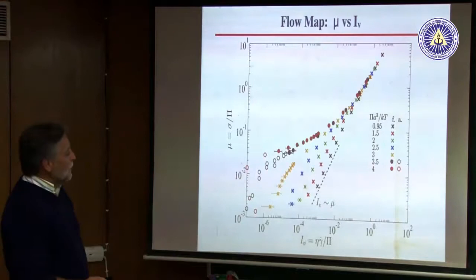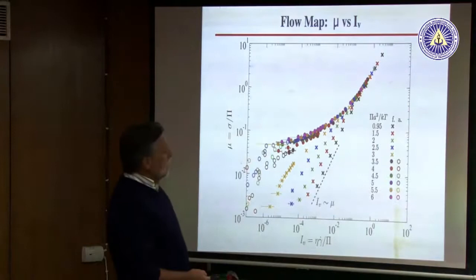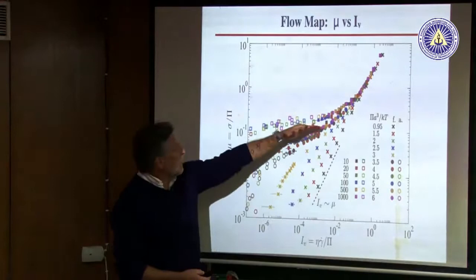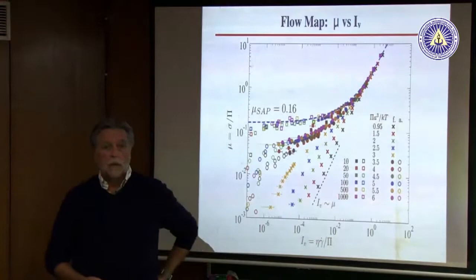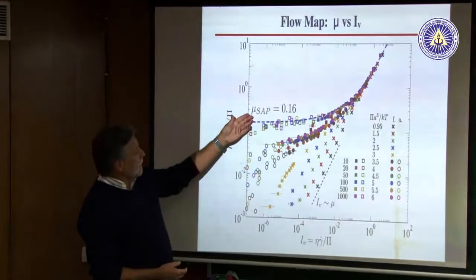But I'm going to keep pushing harder. Okay? And these pressures are all normalized by kT. They're also normalized by the thermal energy. So I press harder, press harder. Now they're huge because they should go like eta gamma dot, not like kBT. And we see a lot of stuff not flowing anymore. And they all collapse together down to this limiting curve, which has a mu at zero stress, zero IV, which is 0.16, and it's called SAP. We call it the shear arrest point.